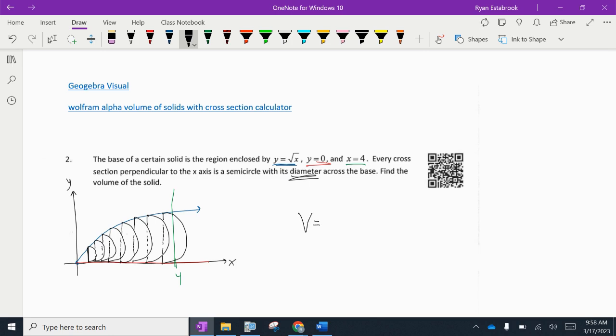Volume equals. In this representation, I have 1, 2, 3, 4, 5, 6, 7, 8 of those semicircles. In actuality, how many semicircles should there be? Infinite. That's where we're going to have to use an integral, which is a summation. It's going to add up all of those together.